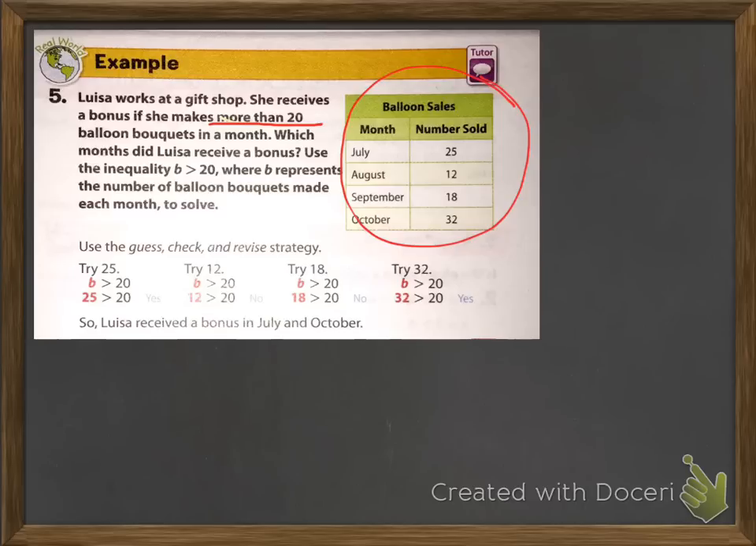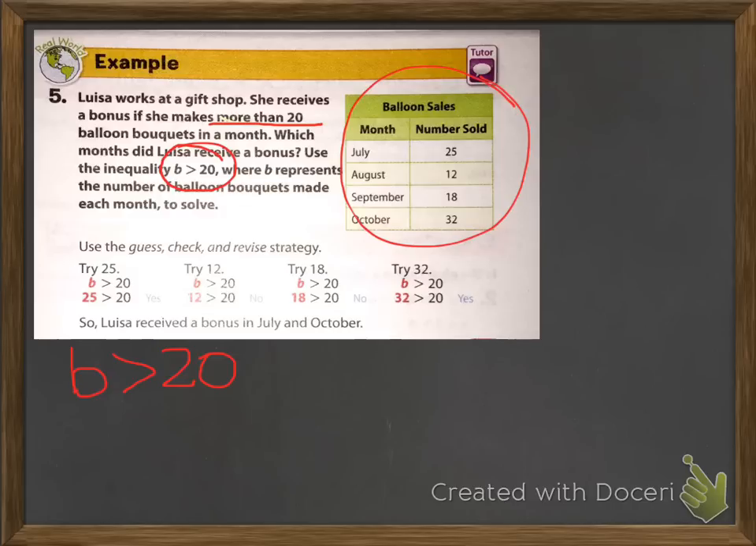Now, they're giving us an inequality in this problem. It says, use the inequality B is greater than 20, where B represents the number of balloon bouquets made each month to solve. So what we have here is you need to always look for those inequalities inside the word problems. So we're going to start with copying down B is greater than 20. You guys could do this part in the left-hand side of your book underneath the balloon picture in the work zone. We'll have to squeeze it in there, but we can get it in there.